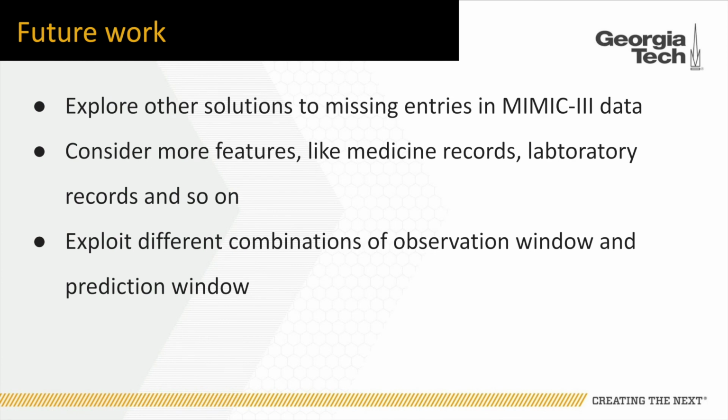There are also some implementation aspects that we could further improve in the future. Currently, we are using the most recent value to fill the missing entries in our MIMIC-III data. Instead of that, we could explore other solutions. And in addition to the basic vital information we get from the MIMIC-III dataset, we could consider more features like medicine records, laboratory records, and so on. Last but not least, we could explore different combinations of observation window and prediction window, to see if we could further improve the performance of our deep learning model.